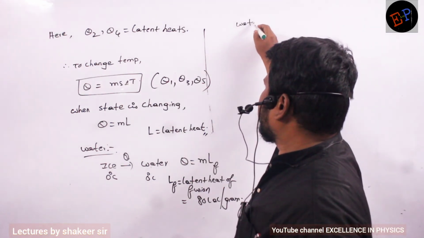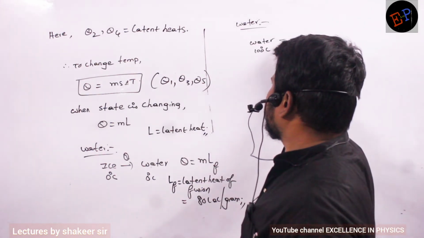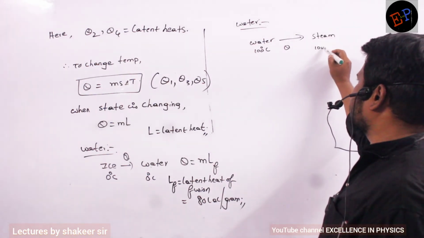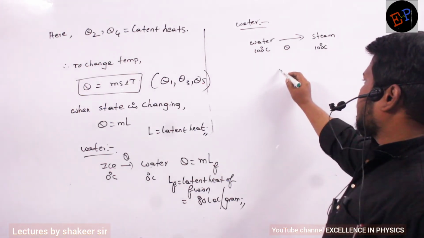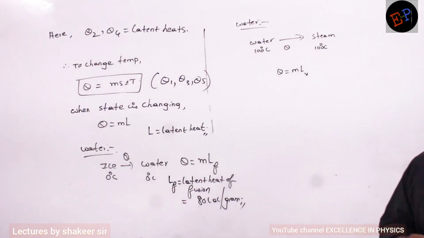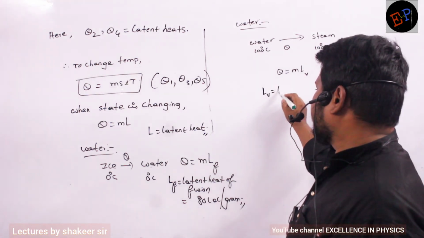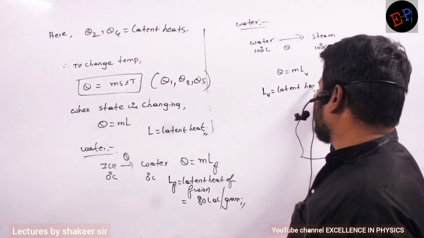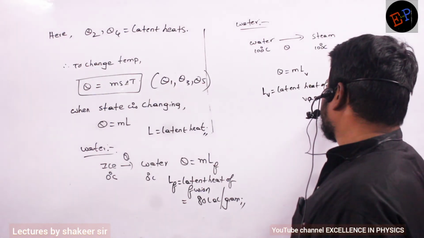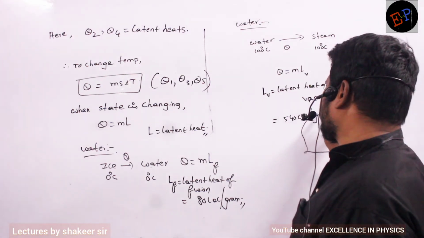Similarly, same water. Now, this is water at 100 degrees Celsius. I am supplying heat energy, then it is converting into steam, and the temperature of steam is also 100 degrees Celsius. Then what is the amount of heat energy I have to supply? M L V. LV means latent heat of vaporization, because it is converting into steam. And how much is it? It is 540 calories per gram.